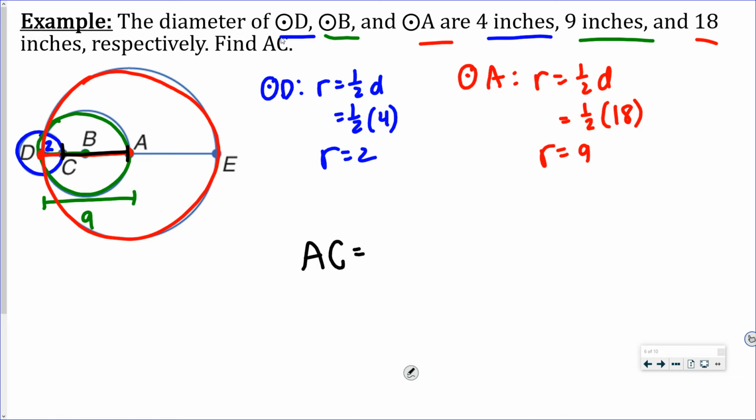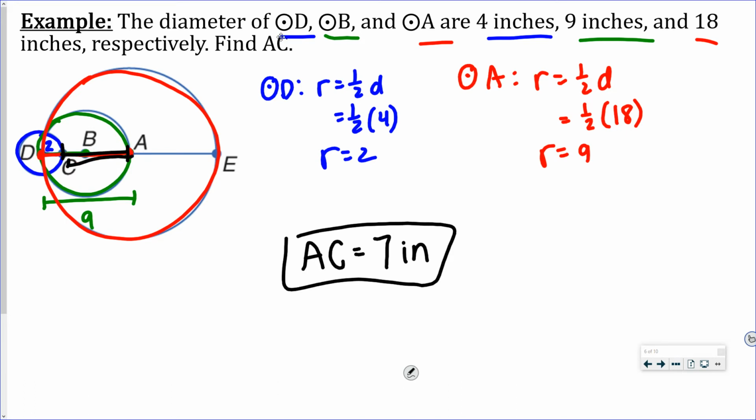Okay, guesses? Tyson? 7. Brianna? Ben? 7. Wyatt? 6.75. Hilarious. Other people? Seven. Bingo. Look, you know this is 9 minus 2? You get 7.